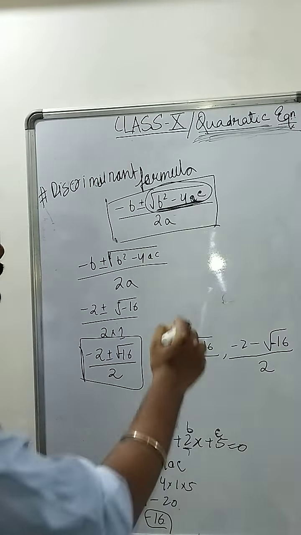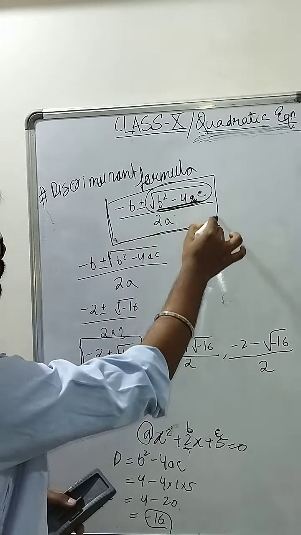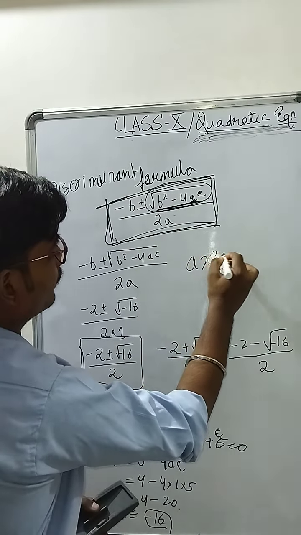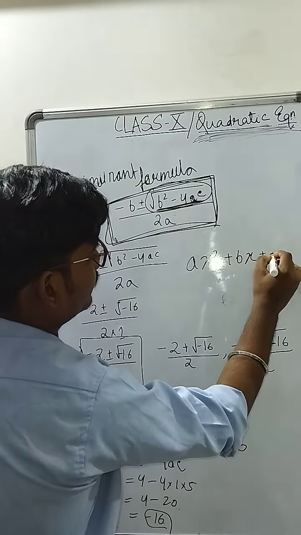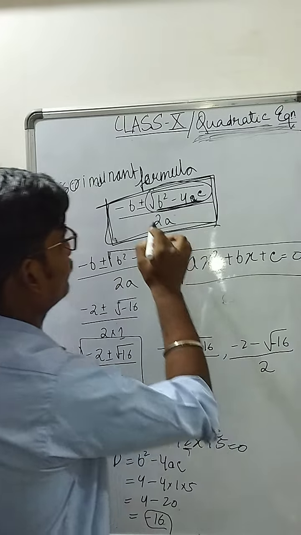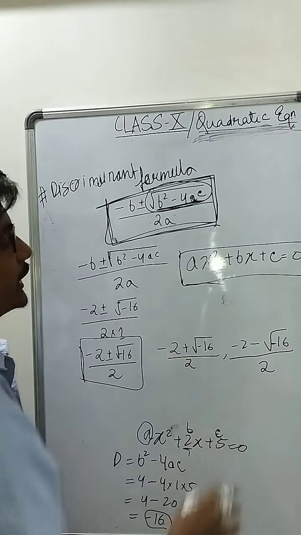And in the next video I will teach you how to get this formula from ax squared plus bx plus c equal to 0. So I will teach you how to get the discriminant formula with the help of the general form.